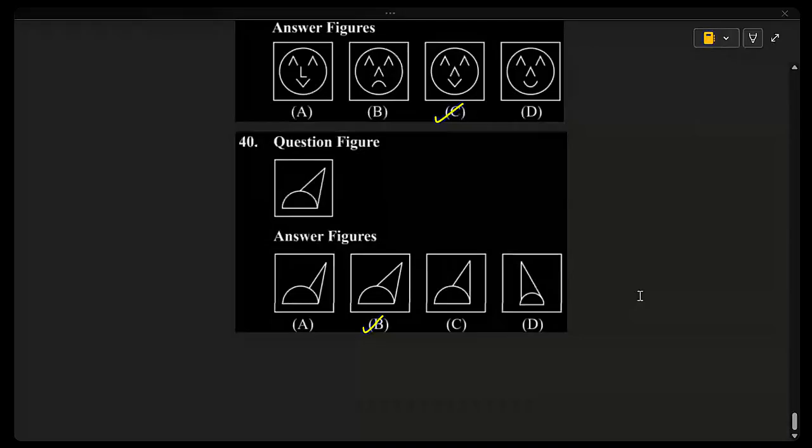So now the 2017 paper, we are discussing mental ability. 40 questions are done and we're going to start from the next one. So part 9 we are starting today. Let us go through the directions.